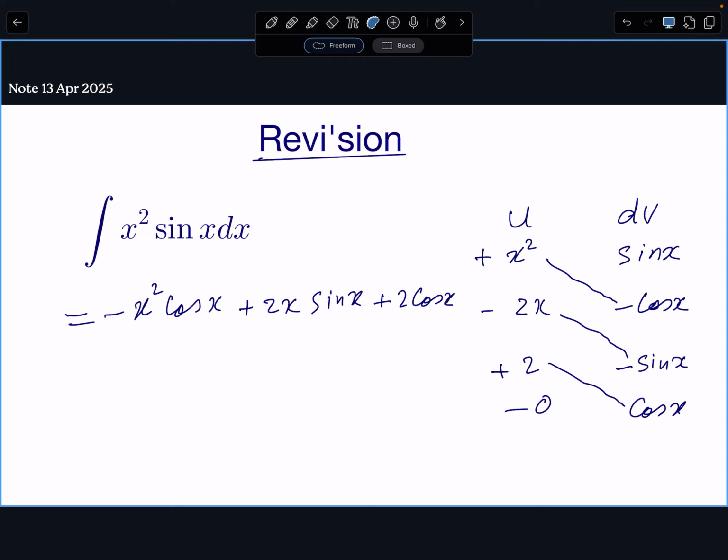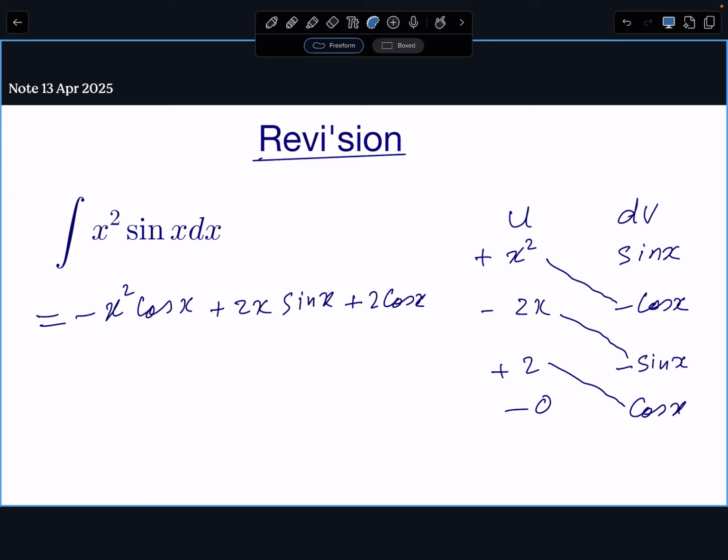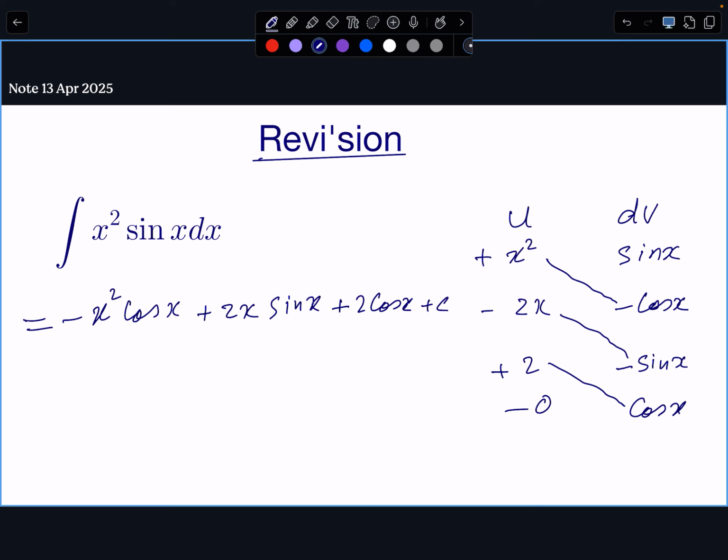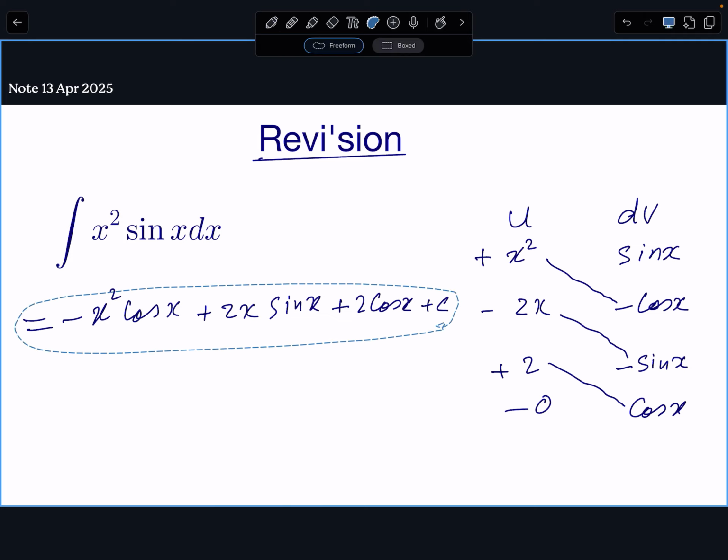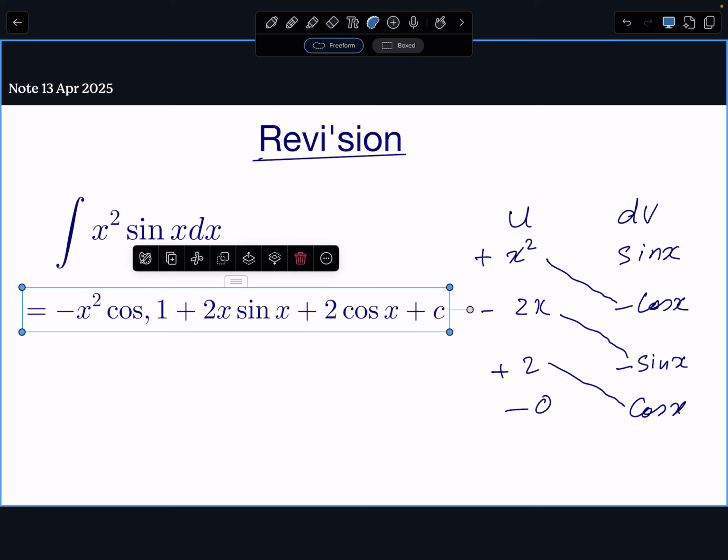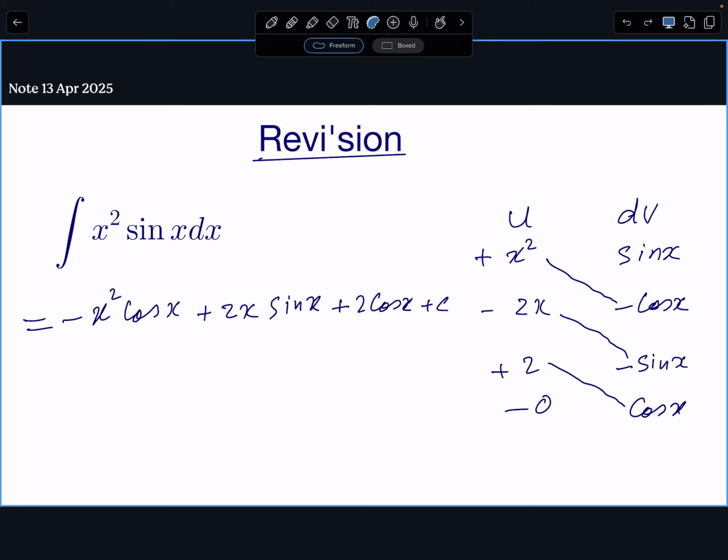Integration by parts, yeah. Plus C, and now let me just convert this to math. I guess I'm not going to convert it, sometimes it gives a big problem. Okay, this is this, for example.